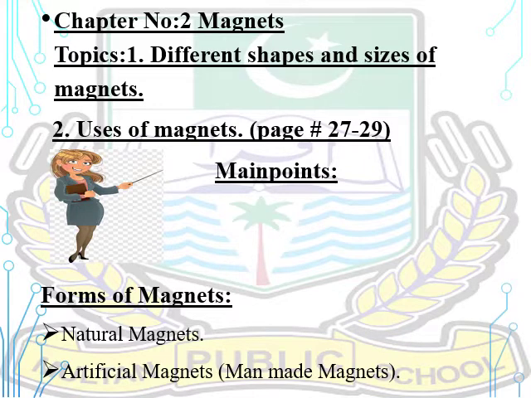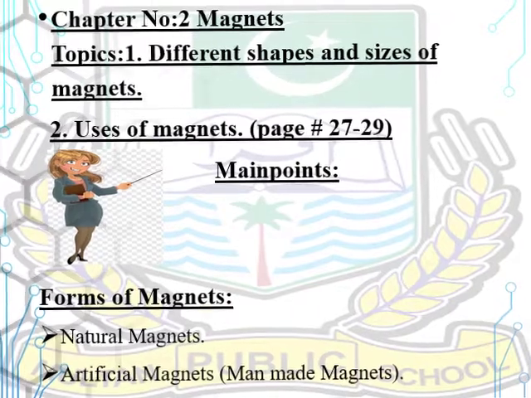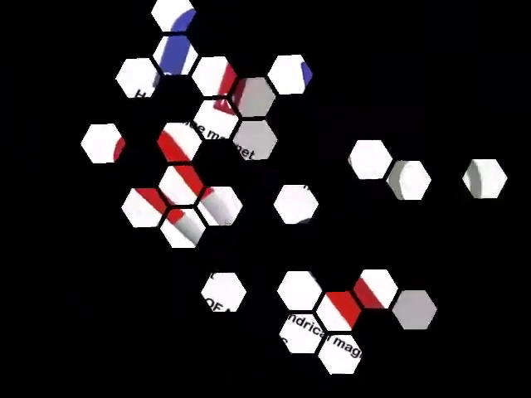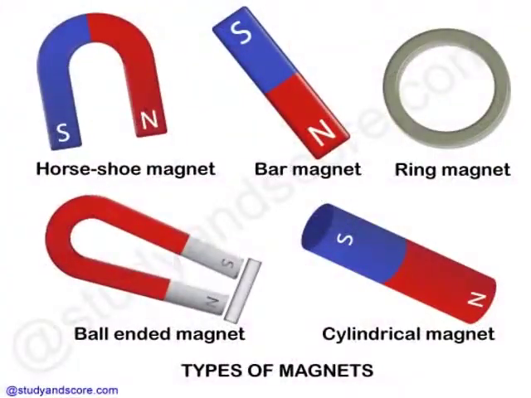Artificial magnets are also known as man-made magnets. Magnets can be found naturally as well as made in labs. Natural magnets exist in the form of rocks. Artificial magnets are made out of iron or steel. Let's see different shapes of artificial magnets.